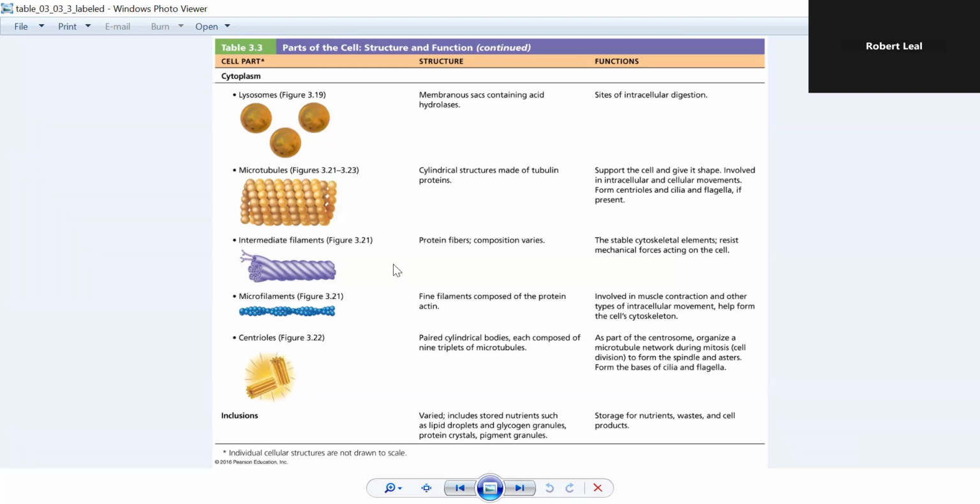And then these proteins, microtubules, intermediate filaments, microfilaments, well, in general, you'll see them making up what's called the cytoskeleton of the cell. They give it shape, give it structure, and allow organelles to move from one area to another. On the bottom, you've got centrioles. Centrioles separate chromosomes during mitosis. So they're needed for mitosis.